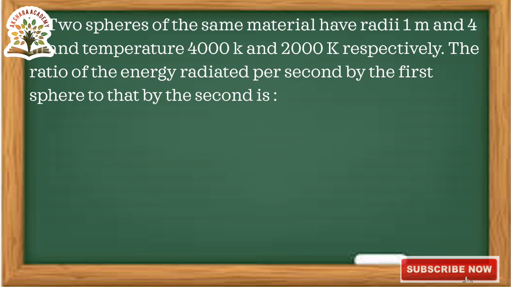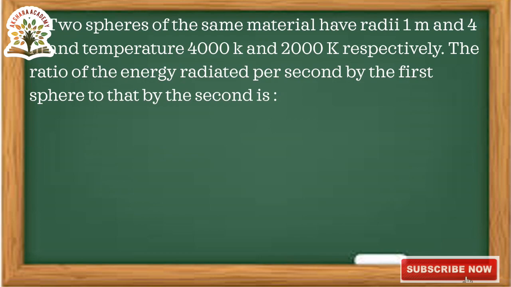Okay, next we'll go to the next question, that is the second question. Two spheres of the same material have radii 1 meter and 4 meter and temperature 4000 kelvins and 2000 kelvins respectively. The ratio of the energy radiated per second by the first sphere to that by the second is.